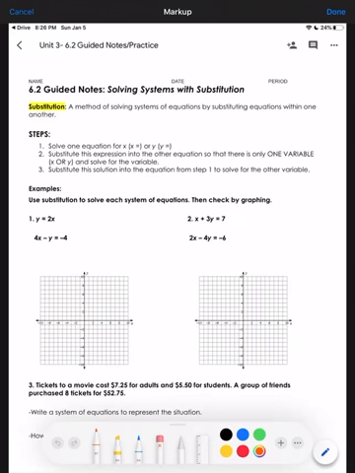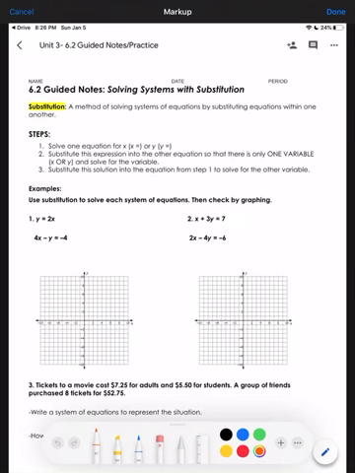Right, today we're going to be taking a look at solving systems of equations with substitution. So we've solved systems of equations before, but we used the graphing method. And now we're going to be using a different method that relies more heavily on algebra to solve these systems. So the same ideas apply here.